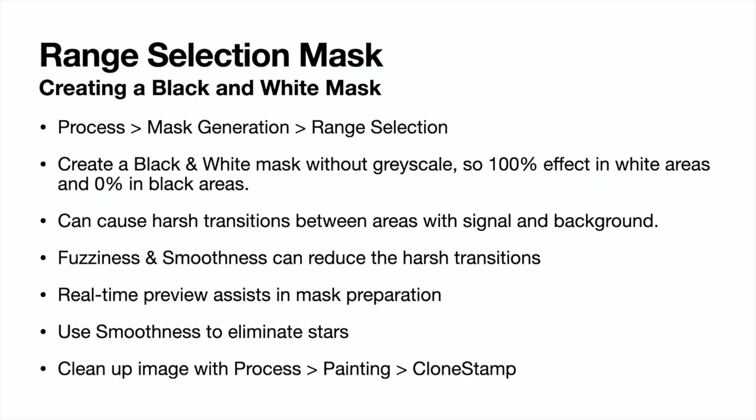The next mask we will look at is the range selection mask. This creates a black and white mask. It's found under Process, Mask Generation, Range Selection. This process creates a black and white mask without grayscale, so 100% effect in white areas and no effect in the black areas. This can cause harsh transitions between areas with signal and areas of background. There are fuzziness and smoothness sliders that can reduce these harsh transitions. The process has a real-time preview to assist in the mask preparation. You can also use the smoothness slider to eliminate stars. You can then clean up the image with the process painting clone stamp. This will be demonstrated.